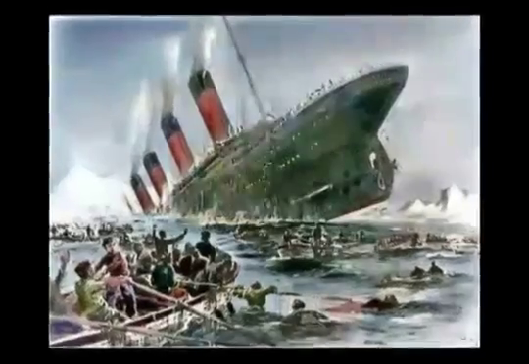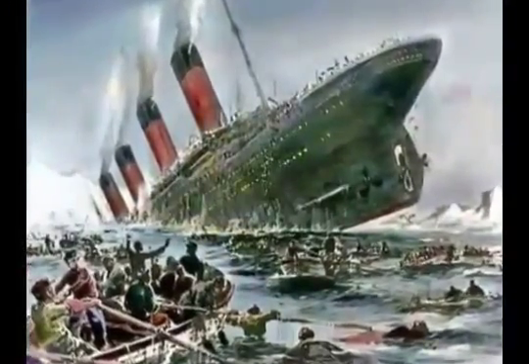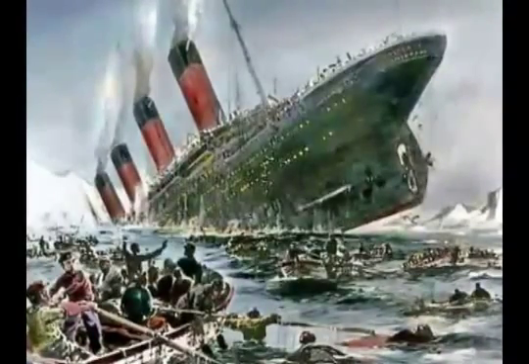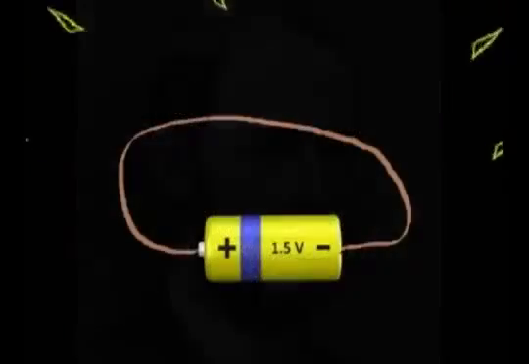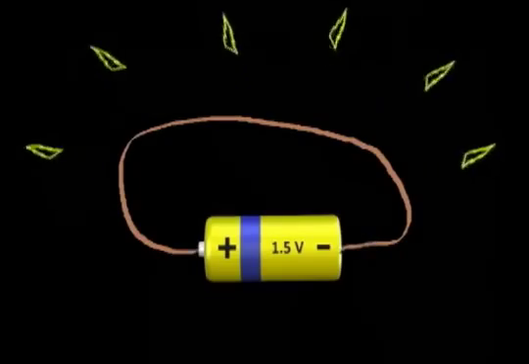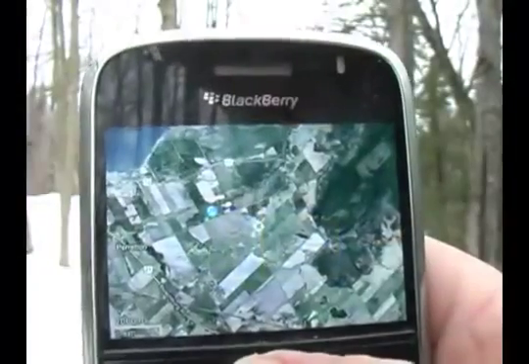A message similar to this one radiated from the sinking Titanic, alerting the Carpathia. This ship arrived in time to save over 700 people. The electromagnetic radiation that Hertz discovered in 1886 carried this distress call from the Titanic. And 100 years later, it is carrying the data that is creating the map on my smartphone.